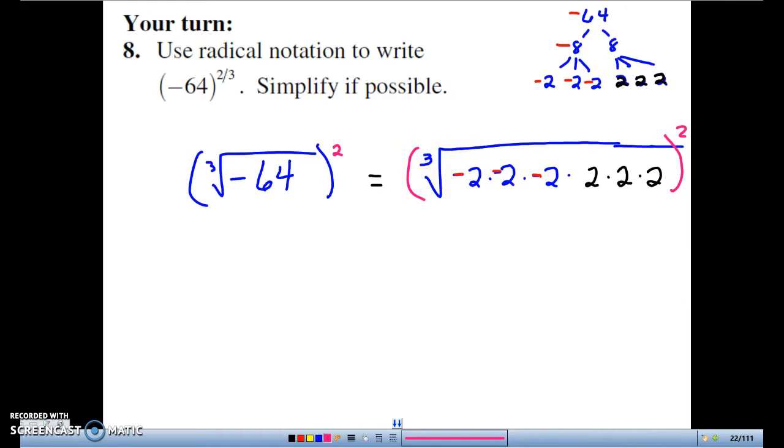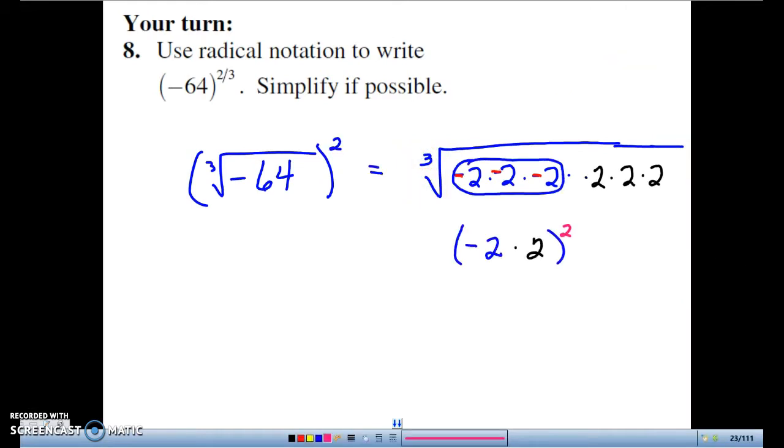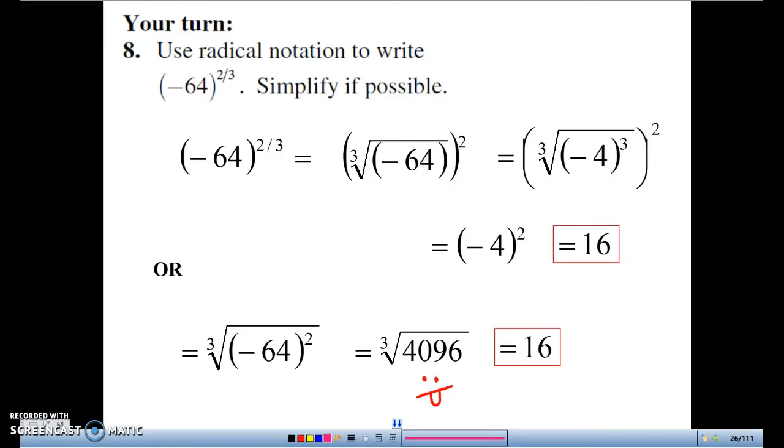Now, group 3 identicals together, and they come out of the radical sign. So those come out as the negative 2. These come out as the positive 2. There's nothing left under the radical sign. Negative 2 times positive 2 is negative 4. And negative 4 squared means negative 4 times negative 4, which is positive 16. Okay? Or you could have gone the long and ugly route. Yeah, I'm going to do my roots first and then raise them to the power.